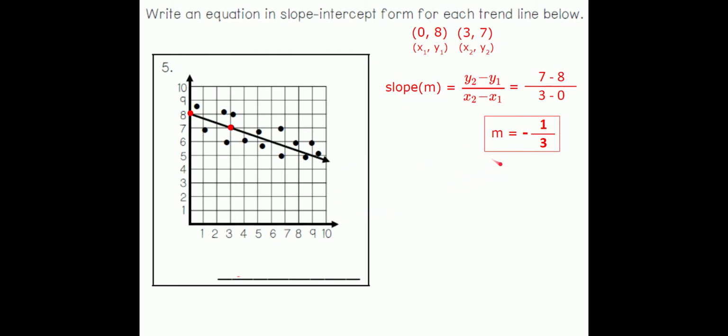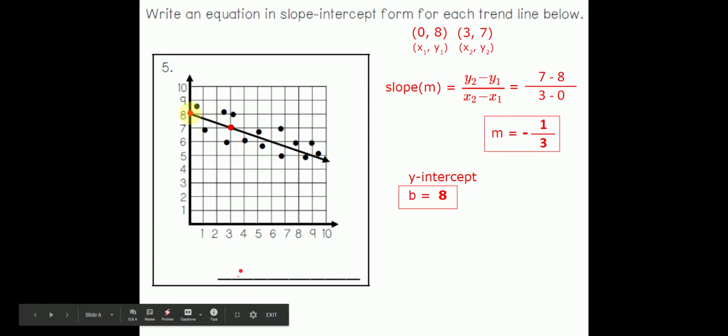Next, for our equation, we're going to need the y-intercept. Now remember, the y-intercept is where this line, this trend line, touches the y-axis, which is this axis right here. So it touches it at 8. So our y-intercept, or b, is 8. Easy enough. Now we put it in slope-intercept form, y equals mx plus b. So in this case, y equals m, negative 1/3, x plus b, which is 8.